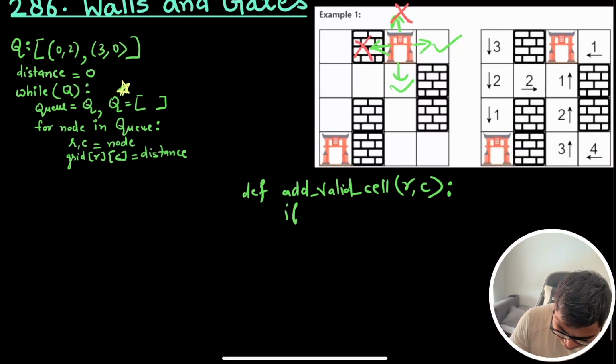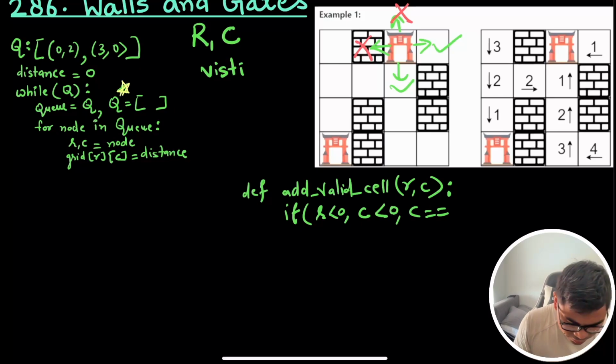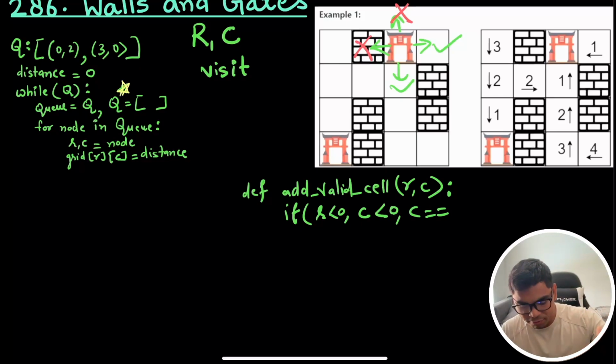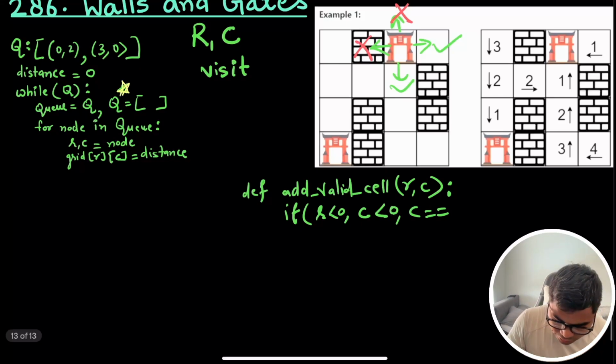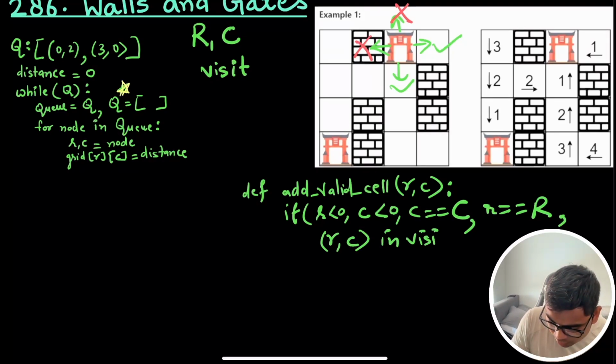If R is less than 0, C is less than 0, or, if the number of rows and columns is big R and big C, and there is a visit set as well that will keep track of the cells that have already been visited. So if C is equal to big C, or R is equal to big R, the number of rows, it could go out of bound, or if this combination, this address, is in visit, that's also when I don't want to visit it.